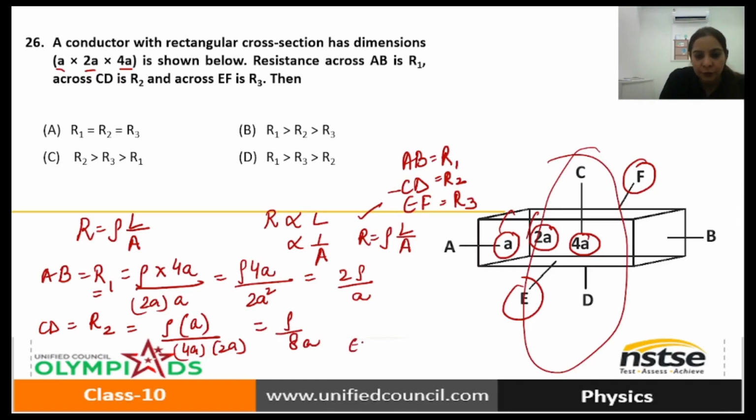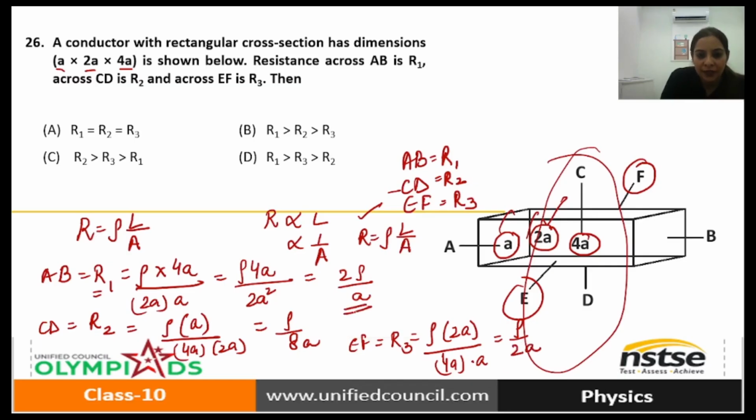Same way if you find it for EF, the resistance would be R3. You can put rho into L, which will be taken as 2A, because we are finding across EF now, and area would be 4A into A. If you solve for this, it will come out to be rho by 2A.